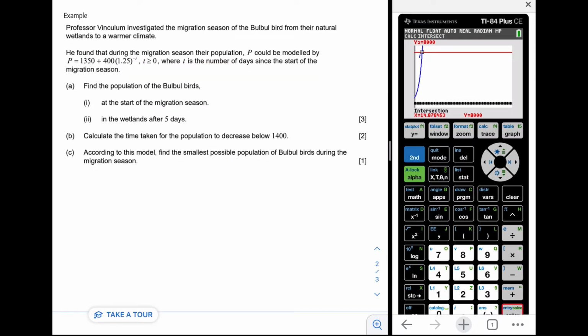Example 2. Professor Vikram investigates the migration season of bulbul birds from their natural wetlands to a warmer climate. He found that during the migration season, their population P could be modeled by this function, where T is bigger than 0 because T is the number of days since they start their migration. Find the population of bulbul birds at the start of the migration and in the wetlands after 5 days.